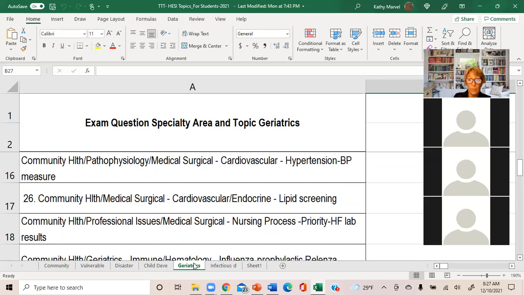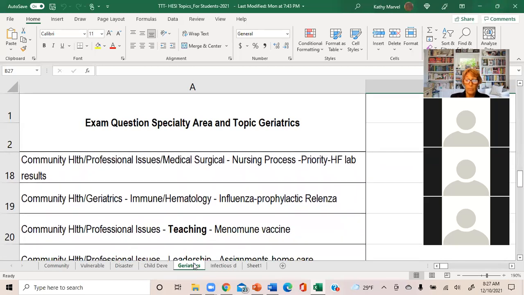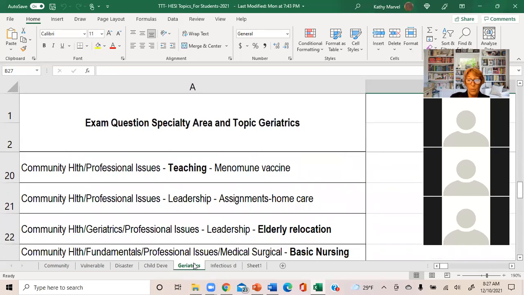Here's your med surge, cardiovascular, hypertension, endocrine, your lipid screening. So again, I'm just going through some topics that have come up. What do we talk about?